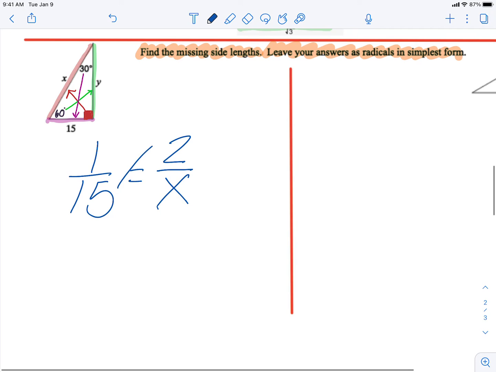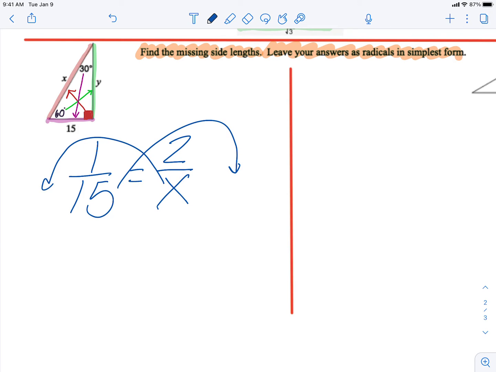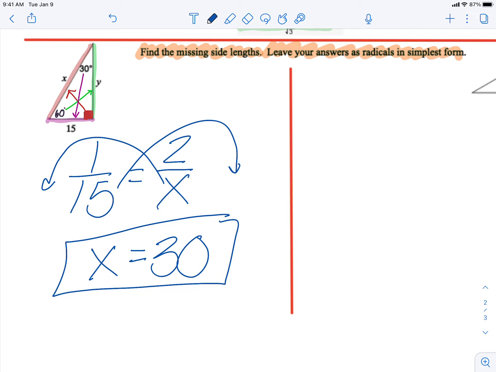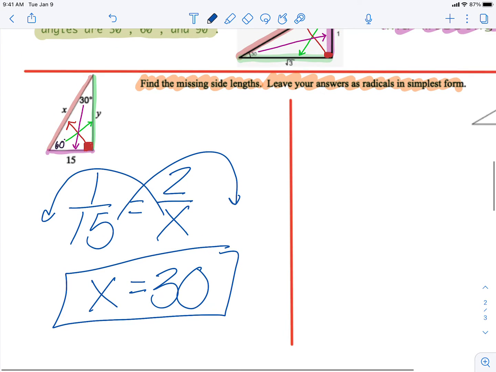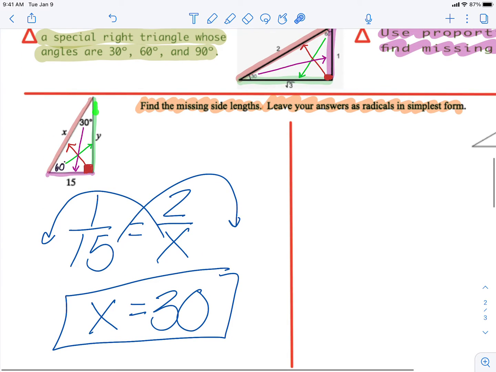I cross multiply, and I get x times 1 is x, 15 times 2 is 30. Look at that. Found my x. But now I need to find y. I need to find green.